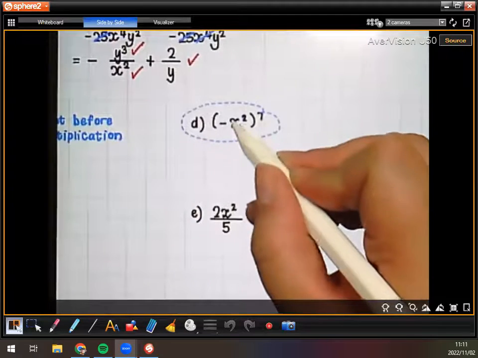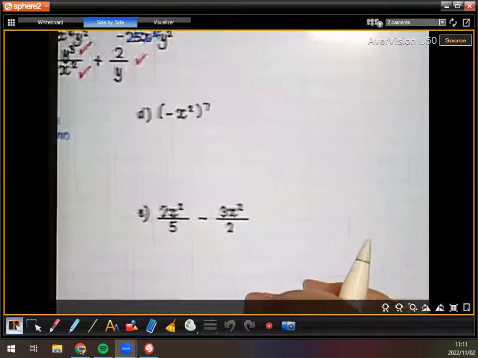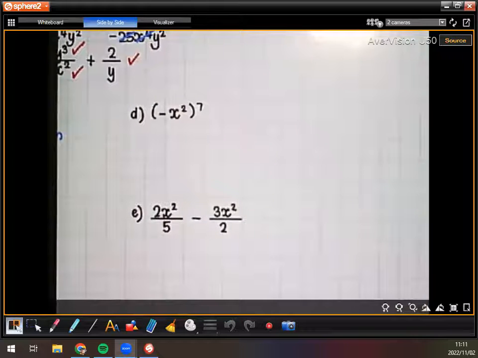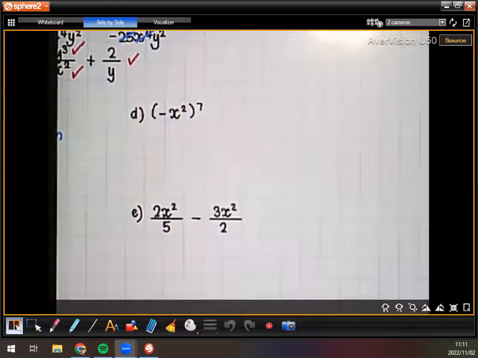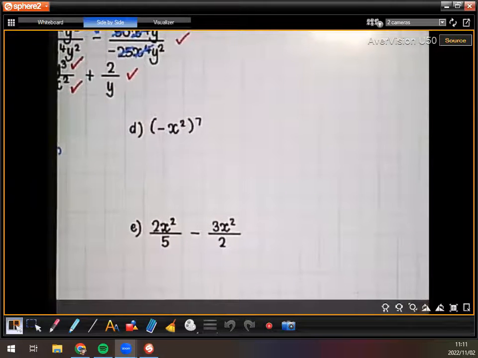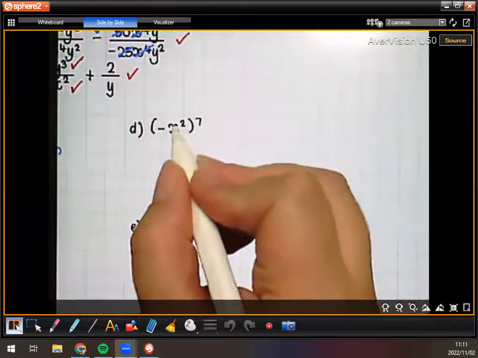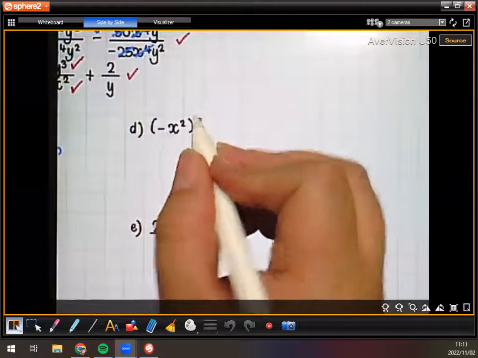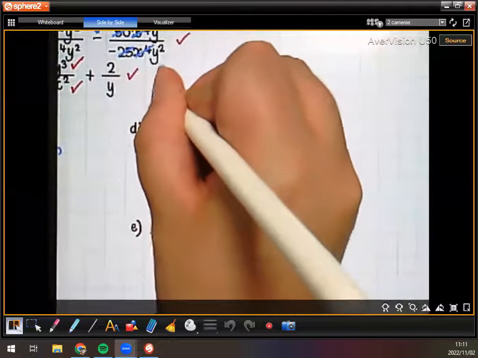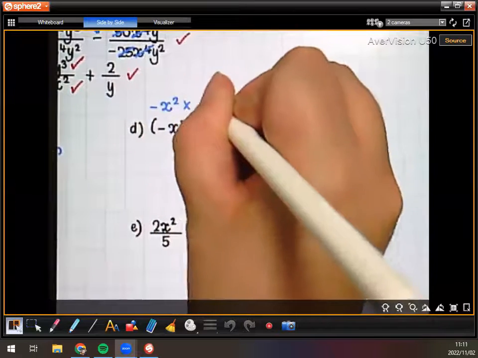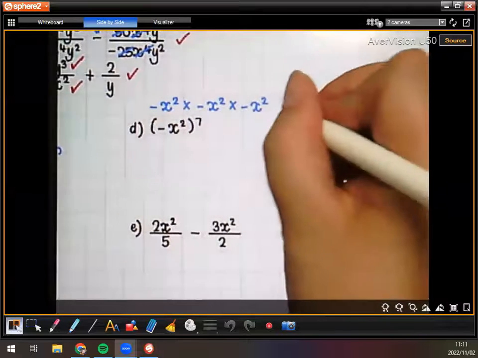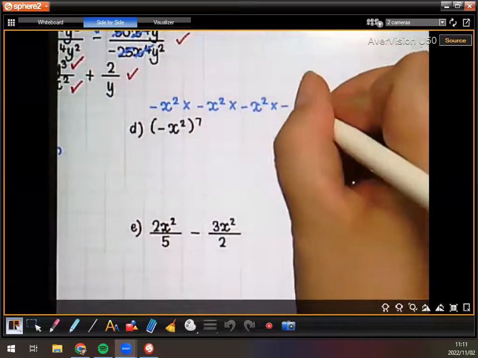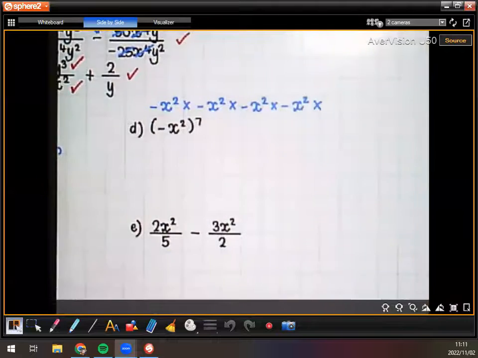All right, let's look at D. Okay, guys, just to help you understand D, I'm just going to actually write it out in full. You don't have to. But just to show you what you're actually doing, we have negative x squared that we're raising to the power of 7, right? So that actually means negative x squared times negative x squared times negative x squared. That's 3, and then how many must I do? Oh, 4 more, yes. Sorry, I meant in total. I meant to do 7.